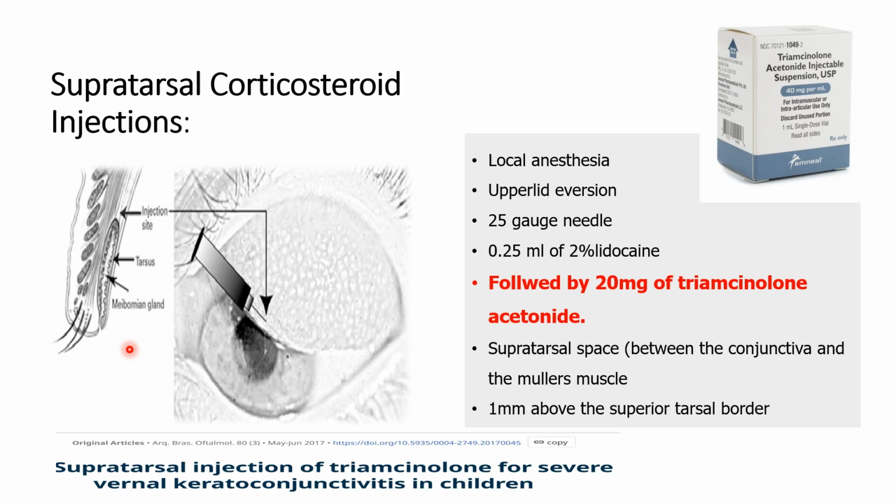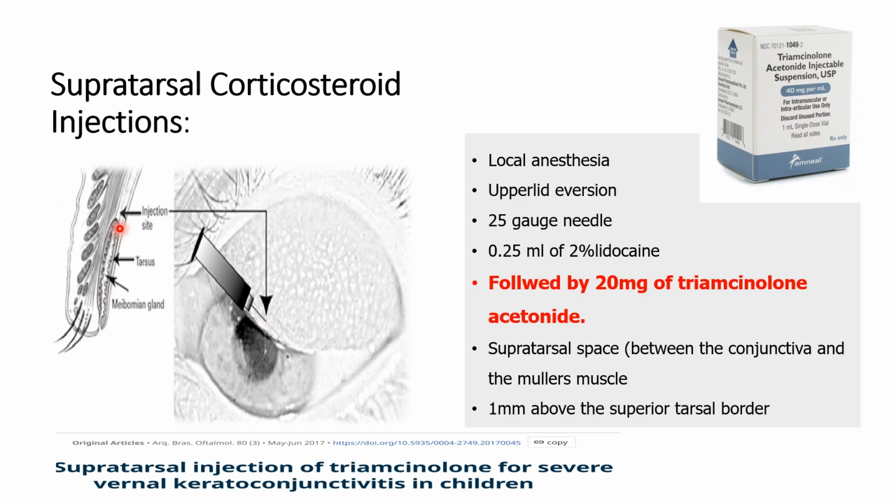So how do we do it? Basically, it is done under local anesthesia. You invert the upper eyelid, use a 25 gauge needle, and initially local anesthesia with 2% lignocaine is given, followed by 20 milligrams of triamcinolone acetonide. This is available as a 40 milligram per ml suspension, so you can adjust the dosage accordingly. And the injection is given in the supratarsal space between the conjunctiva and the Muller's muscle.